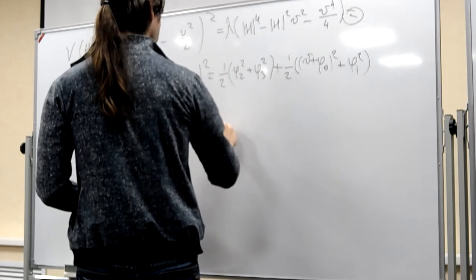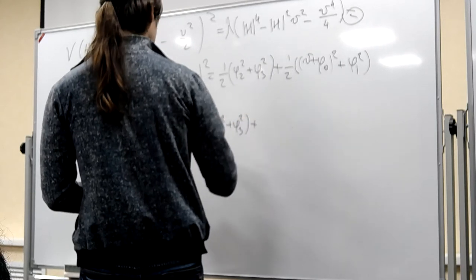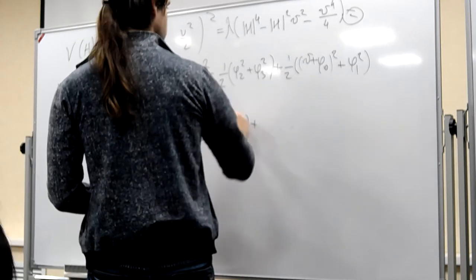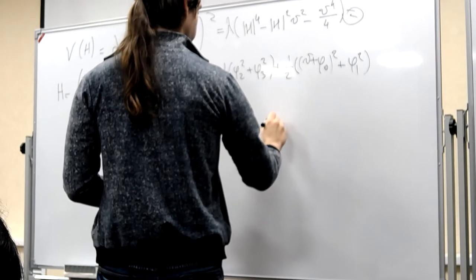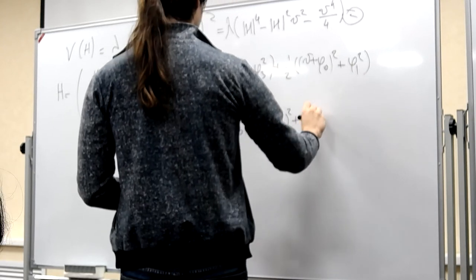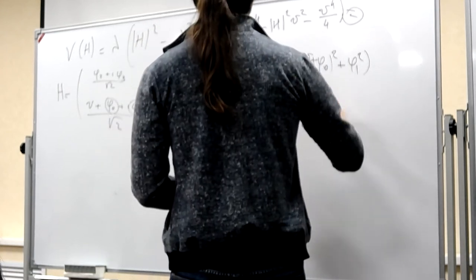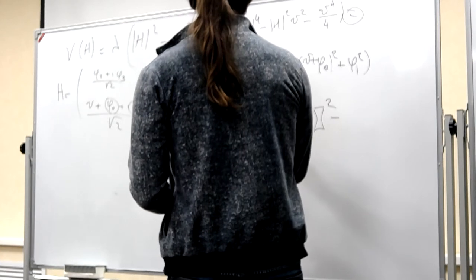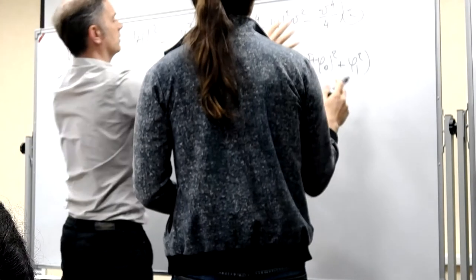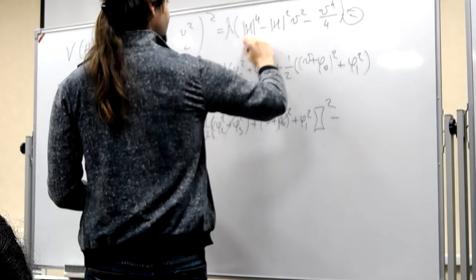So that's exactly when the field is around its minimum. Now we want to perturb away from the true minimum. So here it means that we will replace v with h. h is a background constant, so it's not a field, it's a background value. And the only difference now is that here you have h, and here it's v, and here it's v. So this nice cancellation that happened in the vacuum is no longer true.